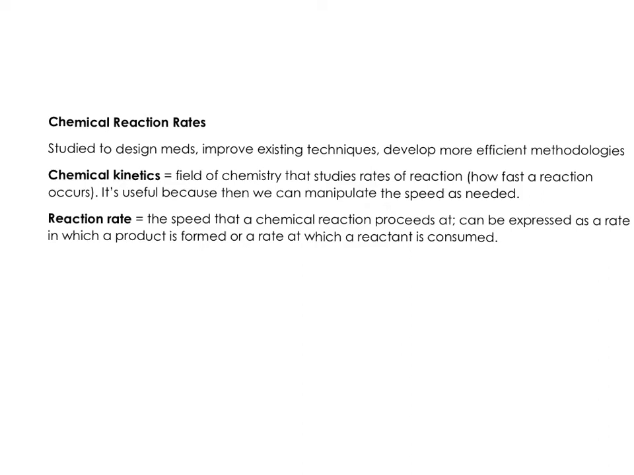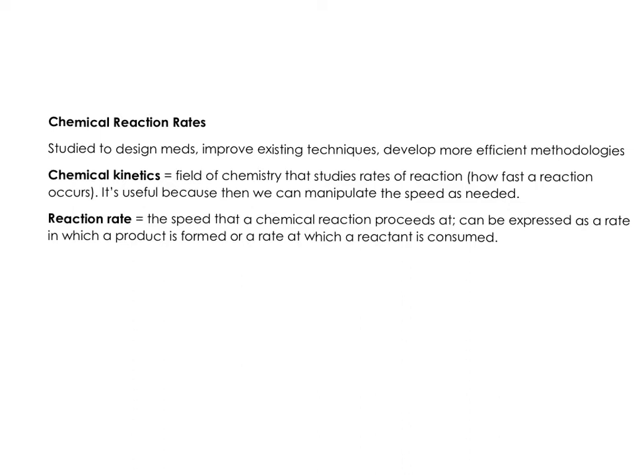Okay, chemical reaction rates. Chemical reaction rates are very important in chemistry and in industrial processes, and often a chemical engineer has to have quite a lot of knowledge about chemical kinetics. They use it to design medications, improve techniques, and develop more efficient methodologies. Chemical kinetics is a field of chemistry that studies rates of reaction, or how fast a reaction occurs. It's useful because then we can manipulate the speed as needed.